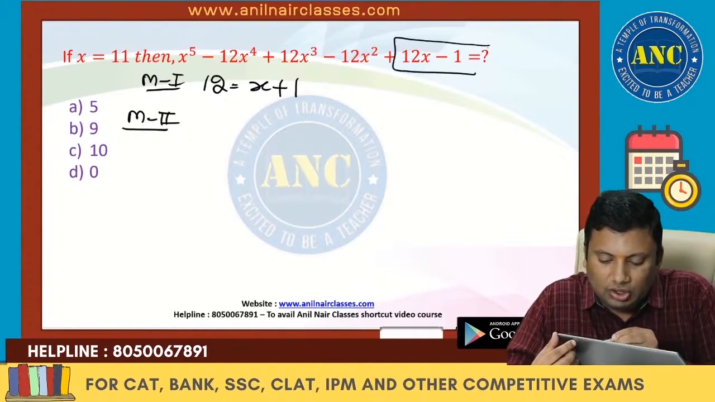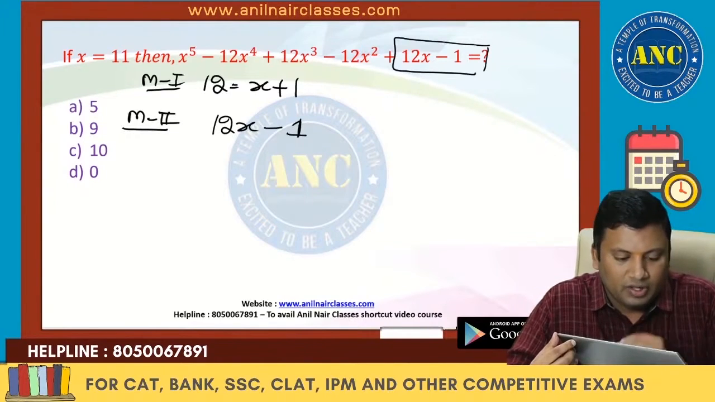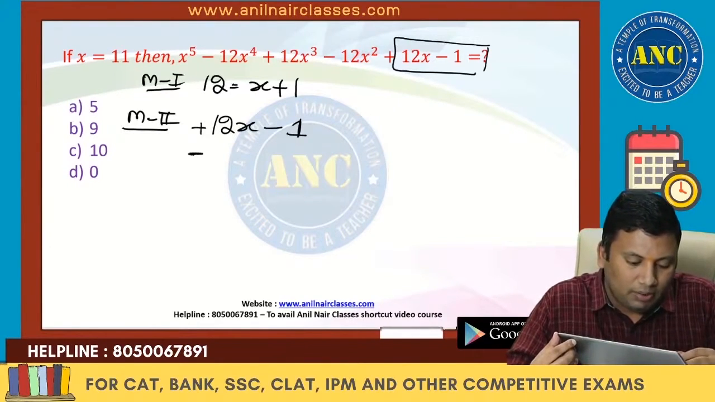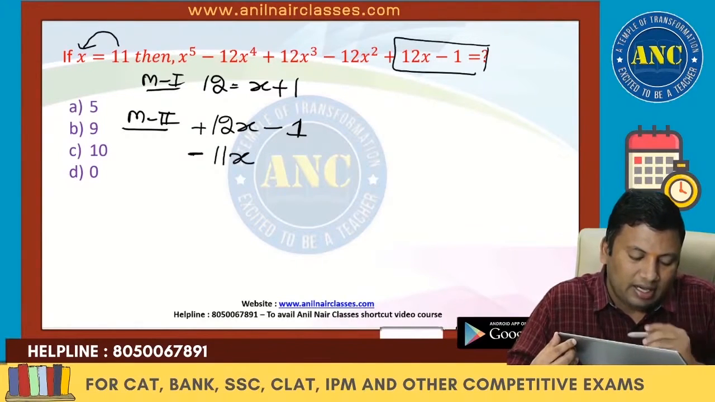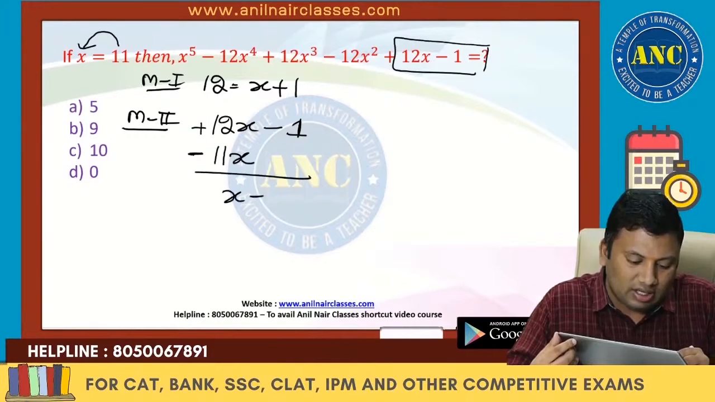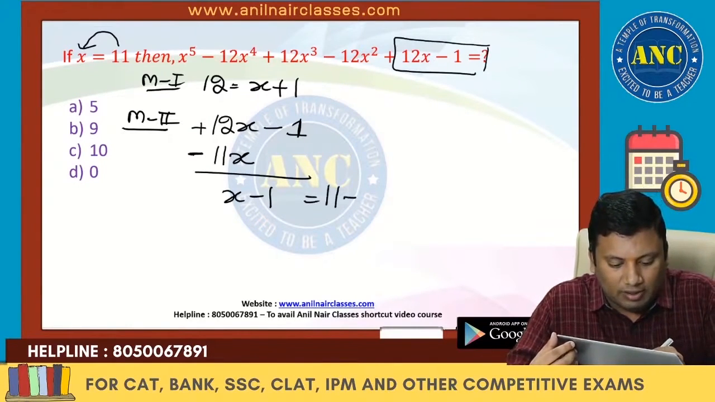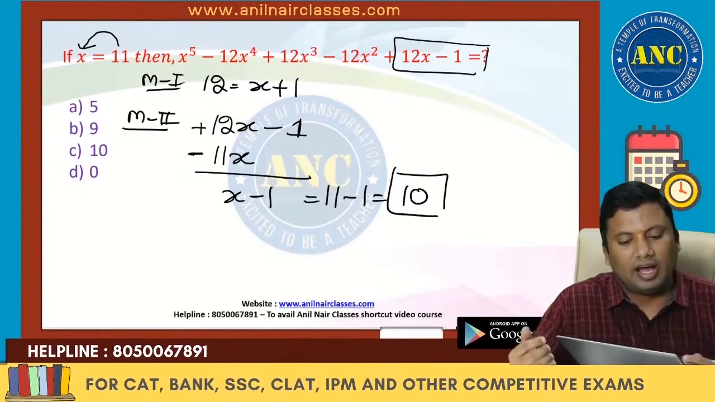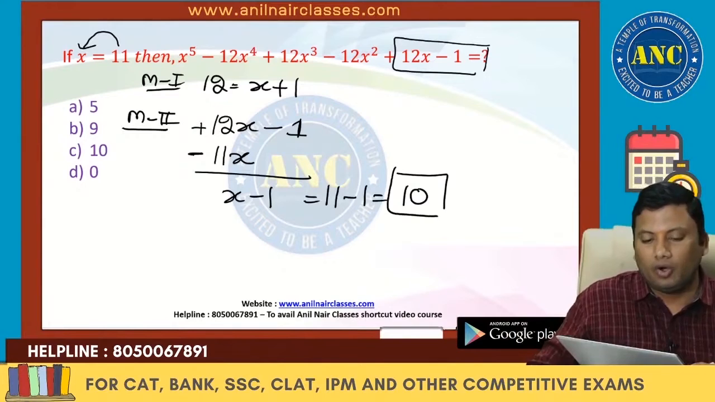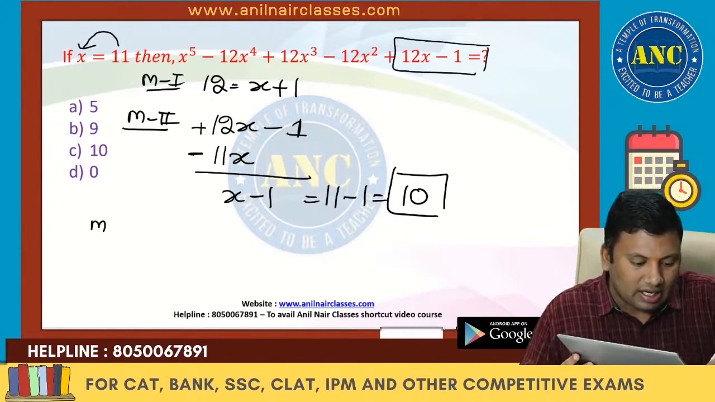Take the last 2 terms. The last 2 terms are 12x minus 1. If it is plus, put minus. What is the value of x that is associated? Minus 11x. So this is nothing but x minus 1. x minus 1 is nothing but 11 minus 1. The answer is nothing but 10. I hope method number 2 is clear.